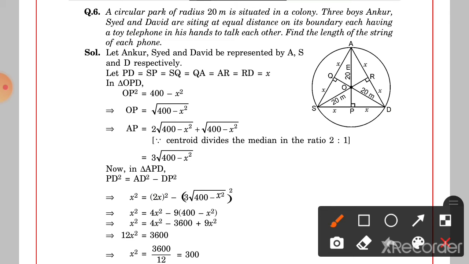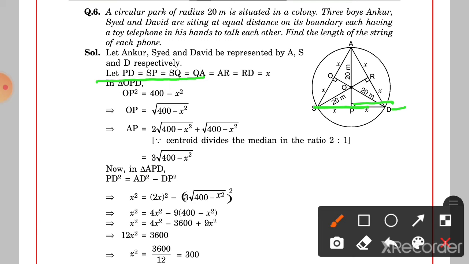So let's suppose we take the positions of A, S and D, and these are the strings AS, AD and SD, correct? So we need to find this length. So let's assume that the distance between them is 2x. A for Ankur, S for Shayad and D for David.